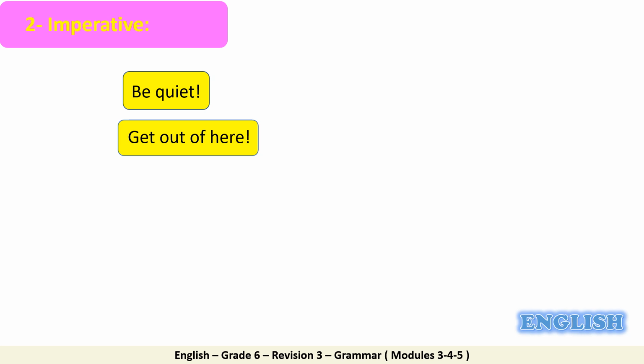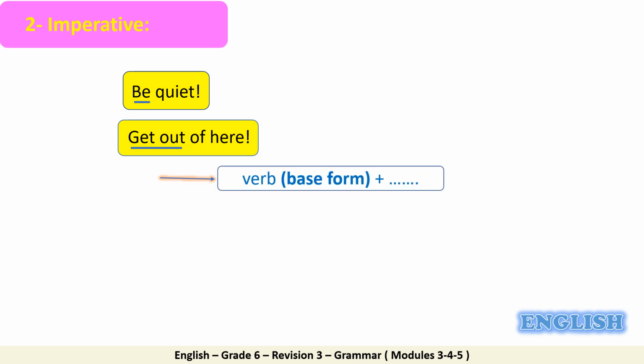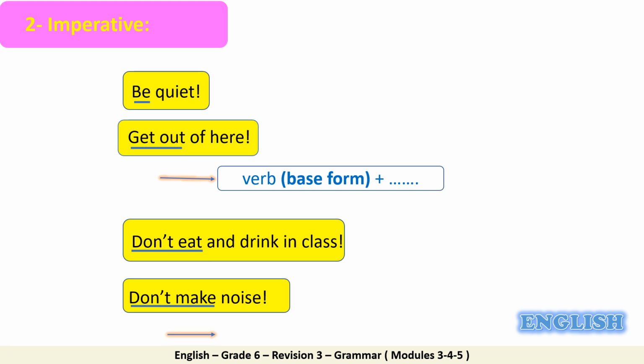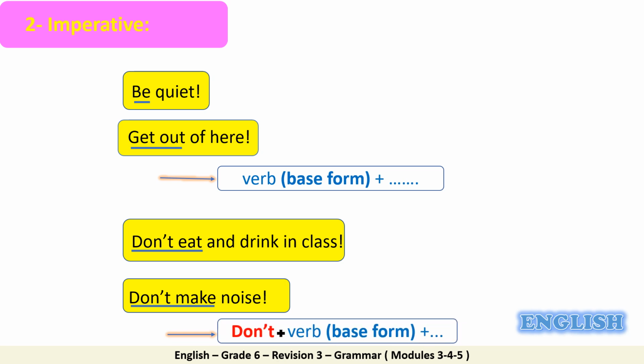Very good. Both sentences started with the verb. There is no subject. So the imperative form is composed of a verb in its base form plus a complement. However, in the second part, the two sentences start with don't plus verb. Don't eat, don't make. And the rule here is don't plus base form of the verb.